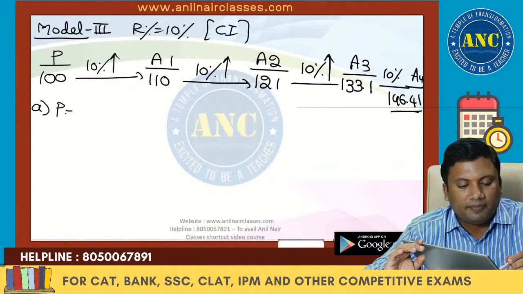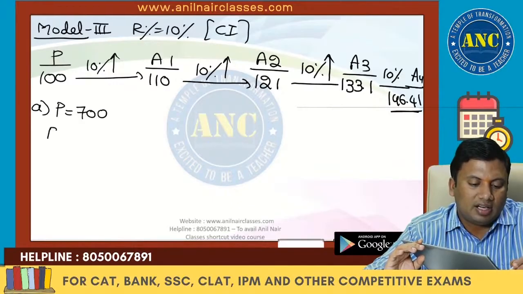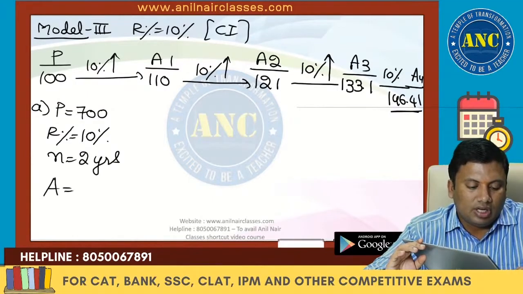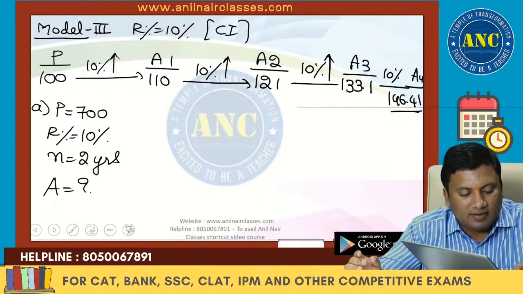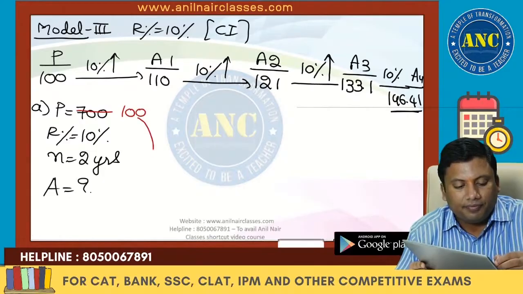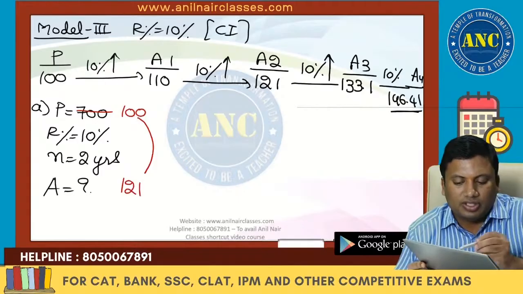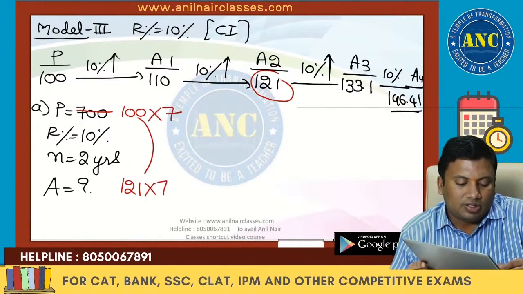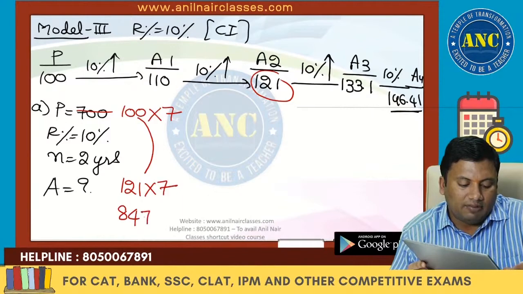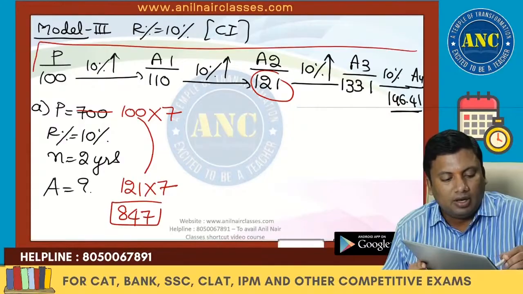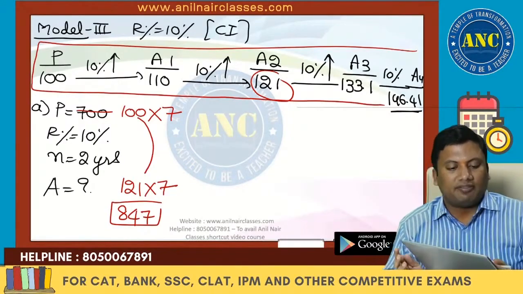Based upon this, if P is 700, R is 10 percent, N is 2 years, the amount is equivalent to how much? If it is 100, this would have been 121. But 100 became 700, which is 7 times. 121 into 7 is 847. The answer is 847. By using this trick, you can use the multiplication factors.